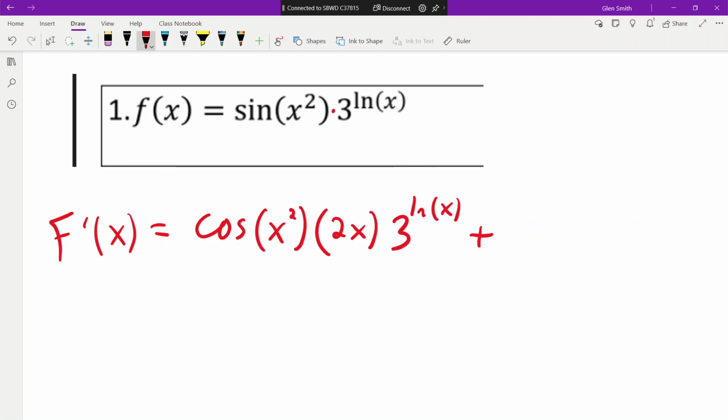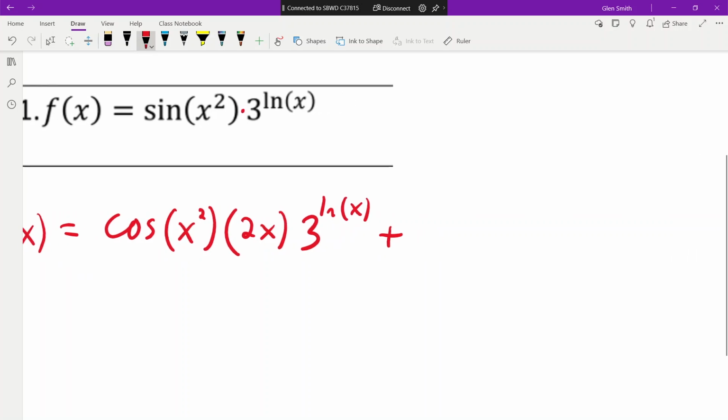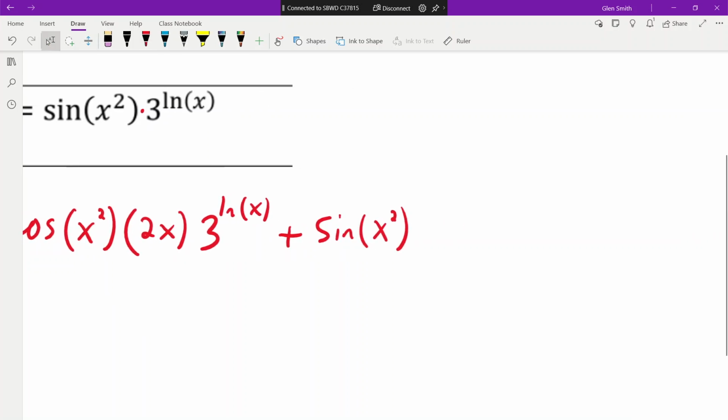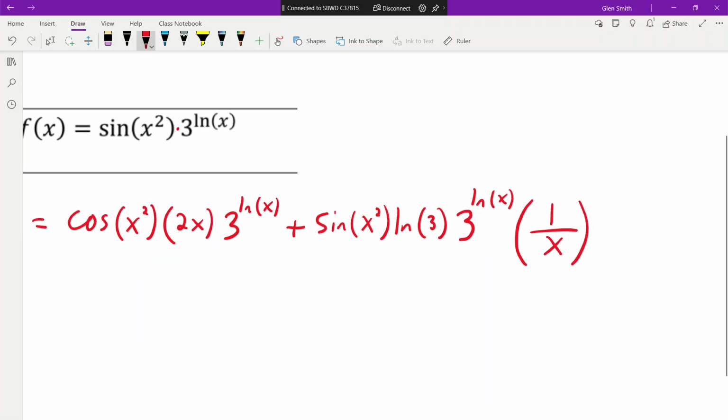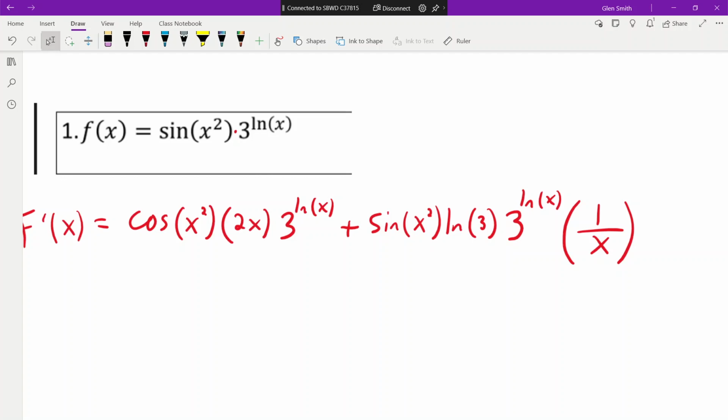Everybody hear that? Now plus, now we leave the sine of x squared and we derive 3 to ln x. But the derivative of 3 to a power, that's an exponential thing. So the derivative of that is ln to the base times the same exact thing. But because what's up in that exponent isn't just an x, we're going to multiply that by the derivative of the exponent, which is 1 over x. So that's that.